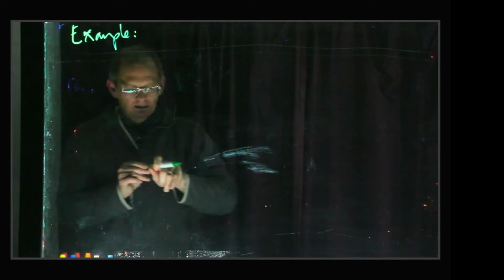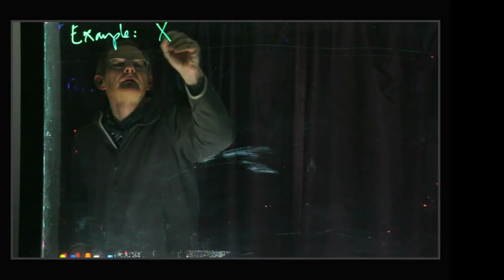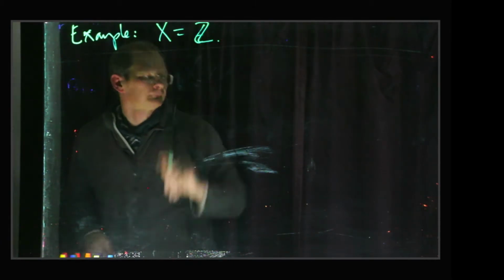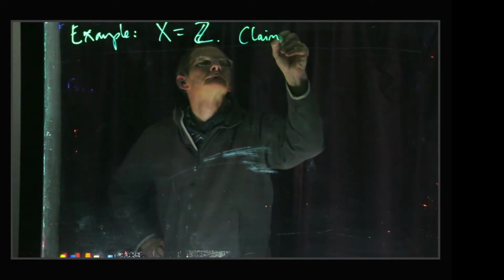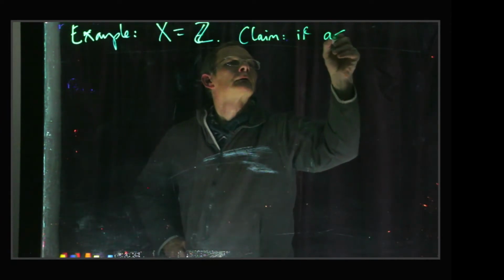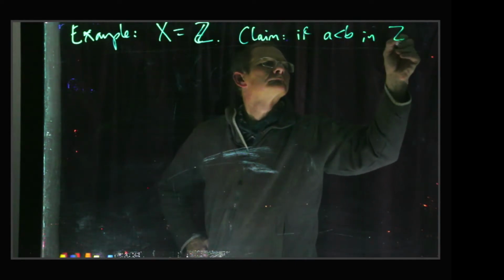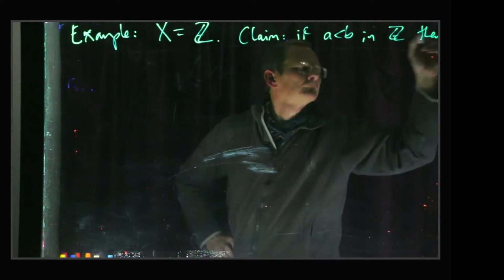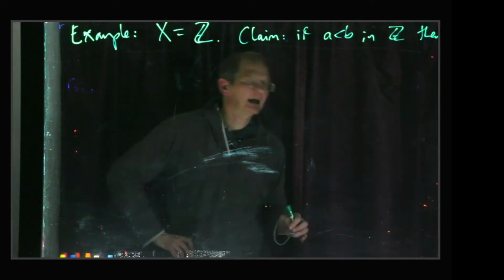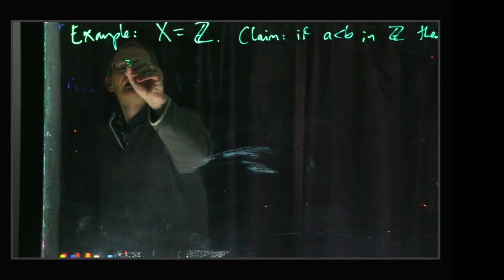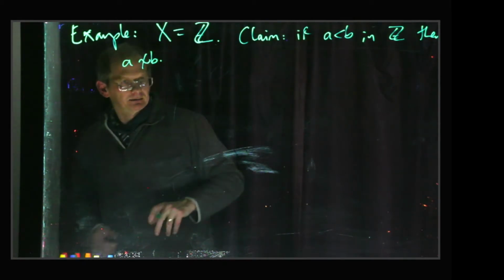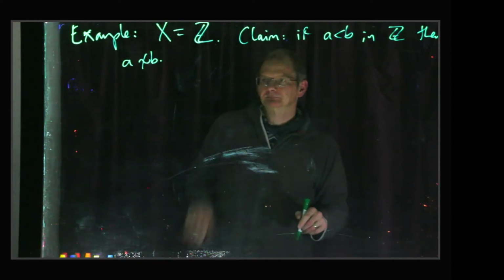So as an example, let's just consider X being the integers. Okay. So I claim that if A and B are integers which are different, well, let's suppose that A is less than B for simplicity, then A and B cannot be connected by a path.